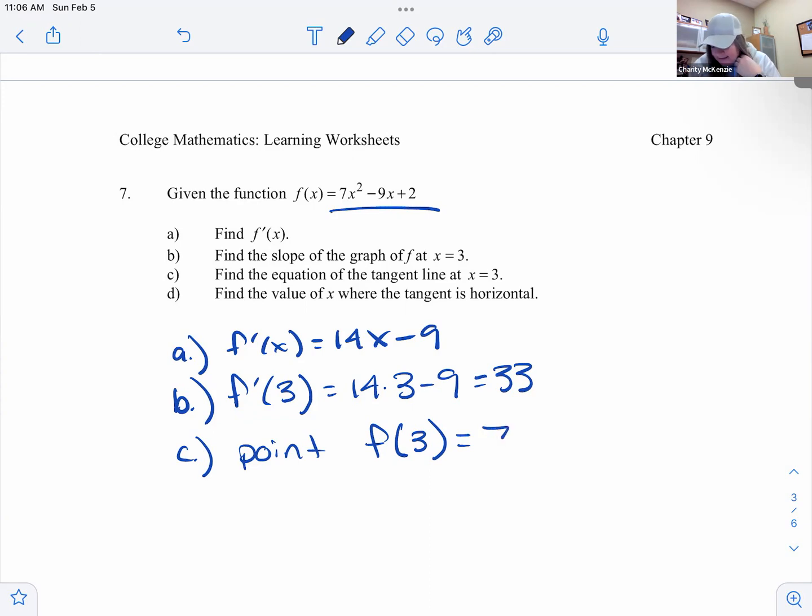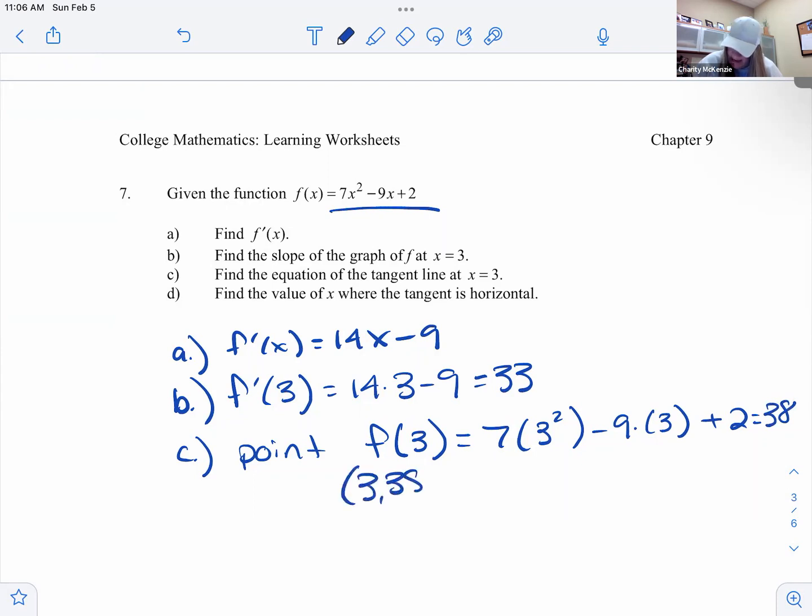So this would be 7 times 3 squared minus 9 times 3 plus 2. I'm going to have to put that in my calculator. 7 times 9, because 3 squared is 9, minus 9 times 3 plus 2. I get 38. So our point is (3, 38).